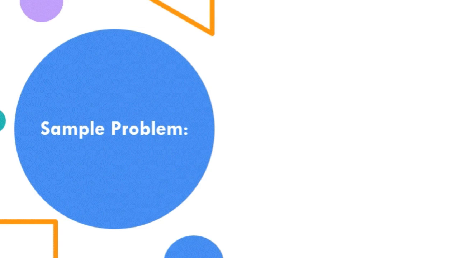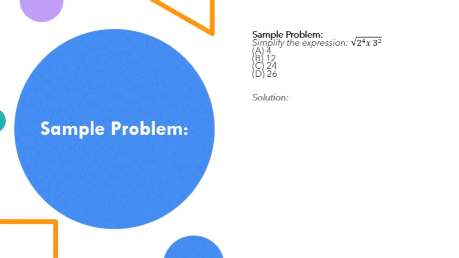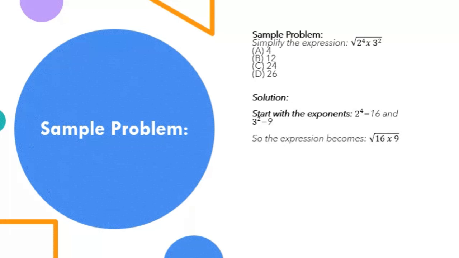Alright class, let's go through this problem step by step. The problem asks us to simplify the expression, the square root of 2 to the 4th power times 3 squared. First, let's evaluate the exponents inside the square root. 2 to the 4th power means 2 multiplied by itself 4 times. 2 times 2 times 2 times 2, which equals 16. 3 squared means 3 times 3, which equals 9. Now that we have evaluated the exponents, we rewrite the expression as the square root of 16 times 9.